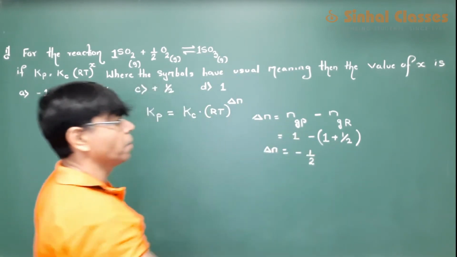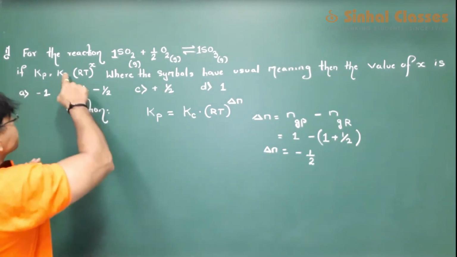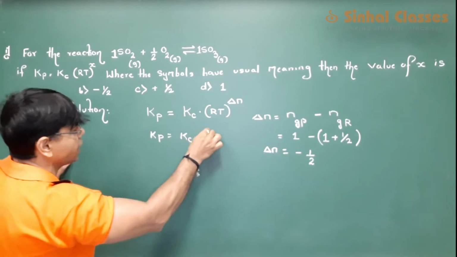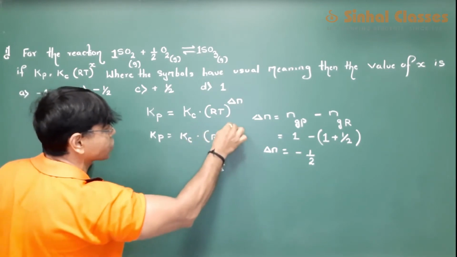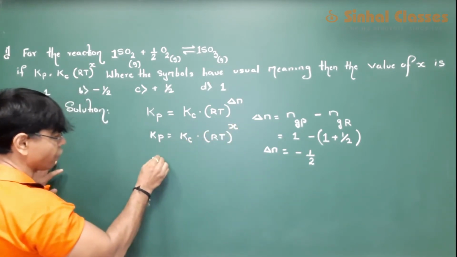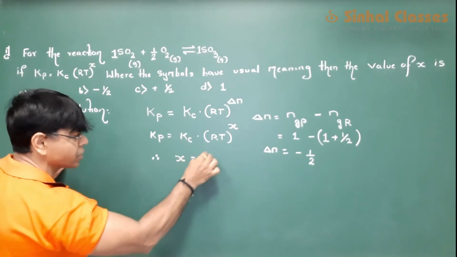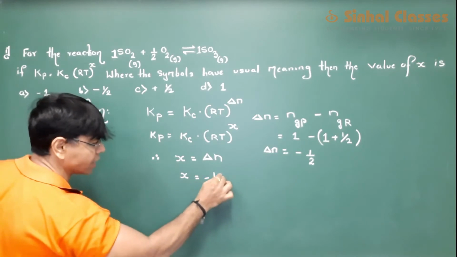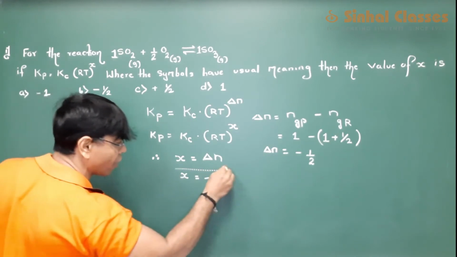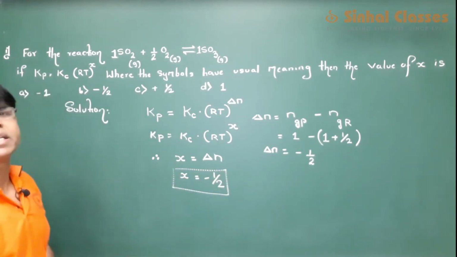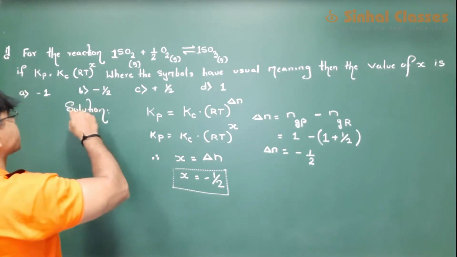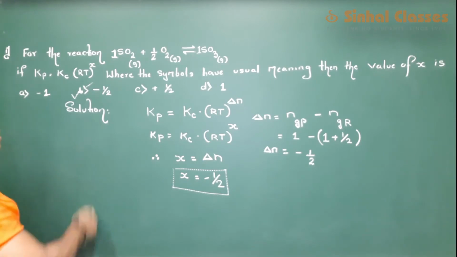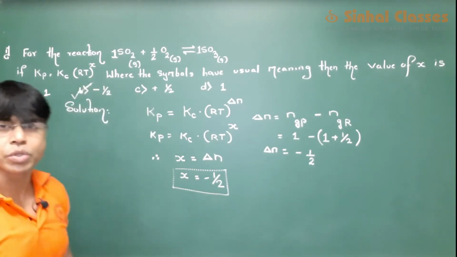Delta n is -half. What is given to you? Kp is equal to Kc into RT raised to x. Therefore, x is nothing else but delta n. And what is the delta n value? -half. So your answer for x is -half. That is, answer is B. Answer is B for your question.